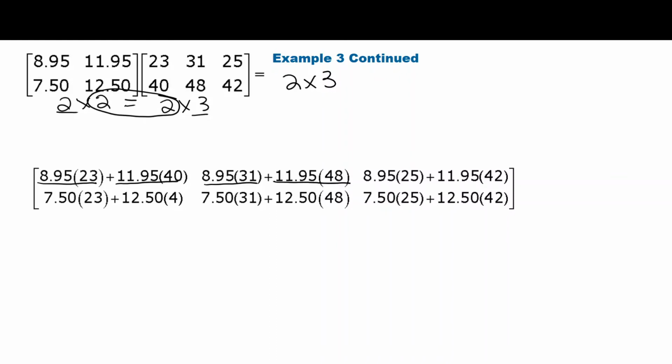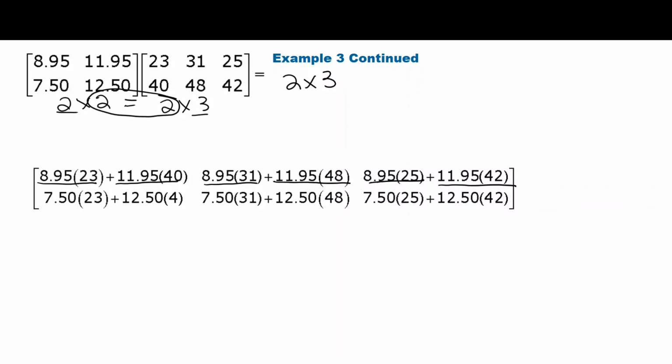First matrices, we deal with our rows. Second, we deal with columns. All right. And now we're going to multiply and add 895 times 25 plus 1195 times 42. All right, so now we have gone ahead and multiplied all of our rows on the top row.